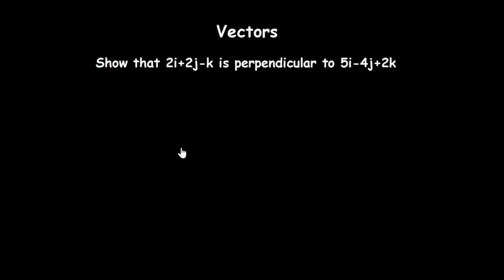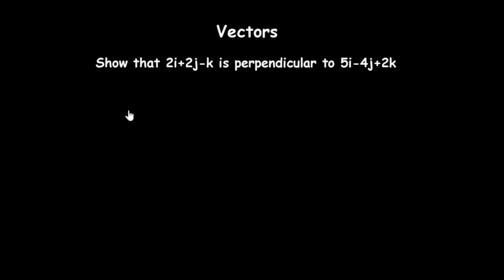In this question, we have to show that this vector here is perpendicular to this vector here. What that means is that the angle between these two vectors is 90 degrees, or pi over 2. That's what perpendicular means here.